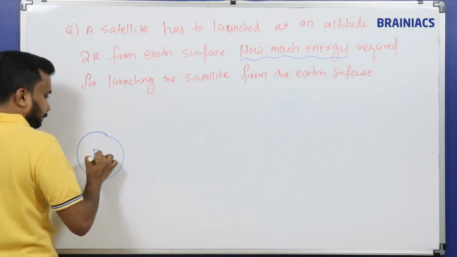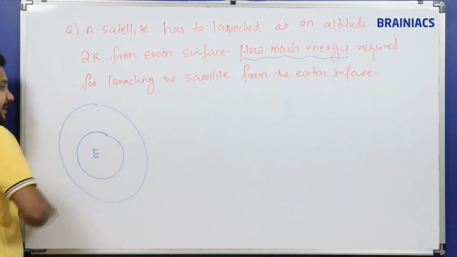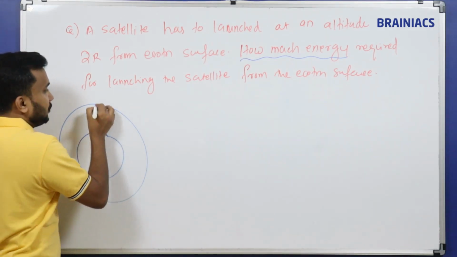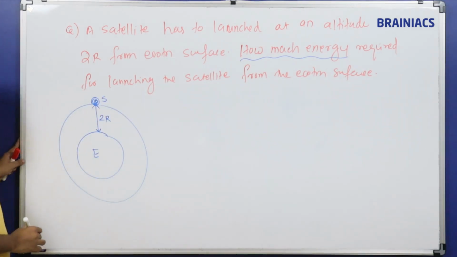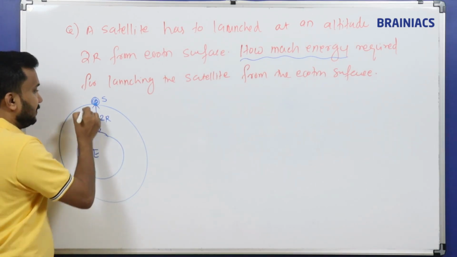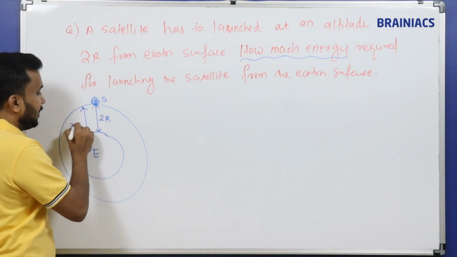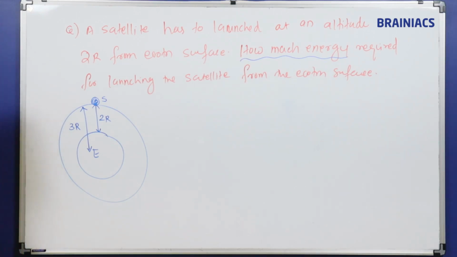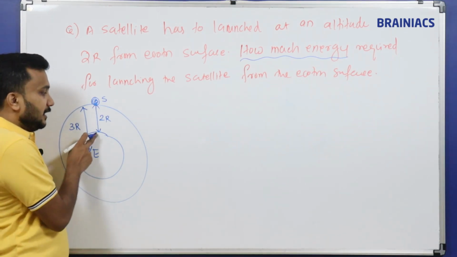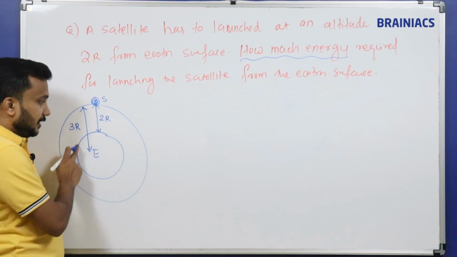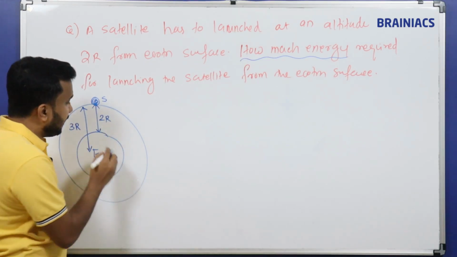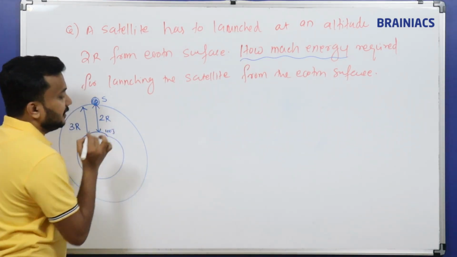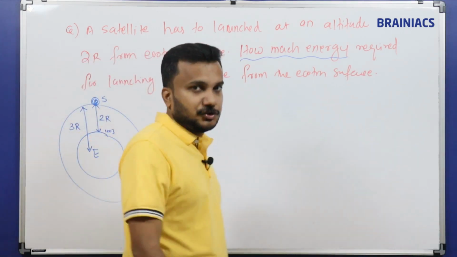This is our Earth, and this is our orbit, we can assume, and the orbit is at a distance of 2r from the Earth's surface. I need to put my satellite over here. From the Earth's center, it is at a distance of 3r away. The satellite will be on the orbit. Suppose when the satellite is very close to the Earth, it has some 100 joule of energy. For example, I am assuming the total energy is 100 joule.